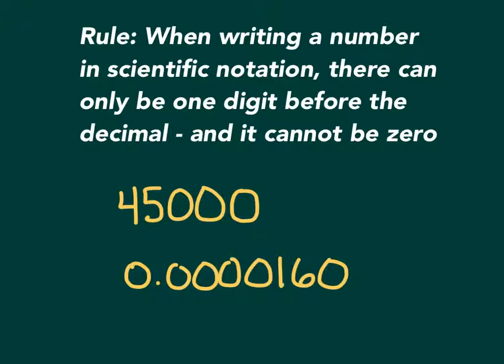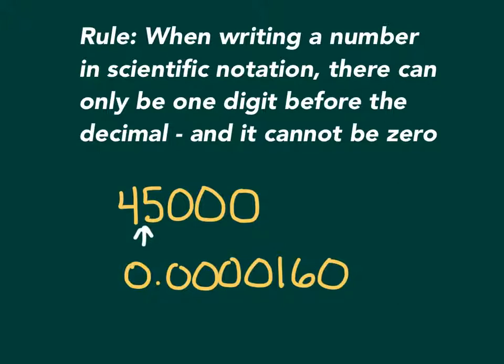Well, first of all, we have to start with a rule for scientific notation. The rule is that when you're writing a number in scientific notation, there can only be one digit before the decimal, and it can't be a zero. So if you look at this first number, 45,000, there's no decimal in it, but you know that the decimal would be right there. We have to move the decimal so that there's only one digit in front of it. The only place that we can do that is between the 4 and the 5.